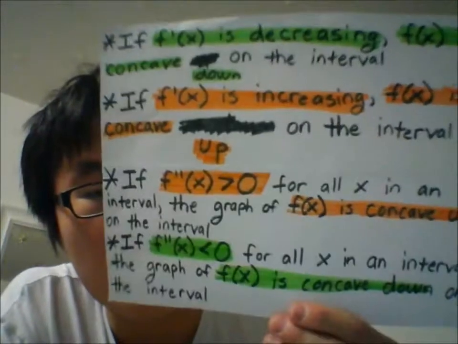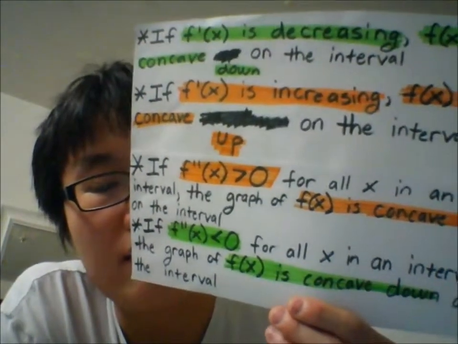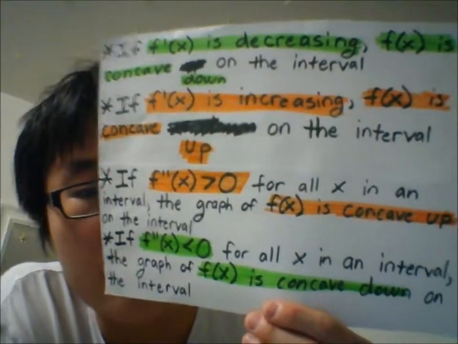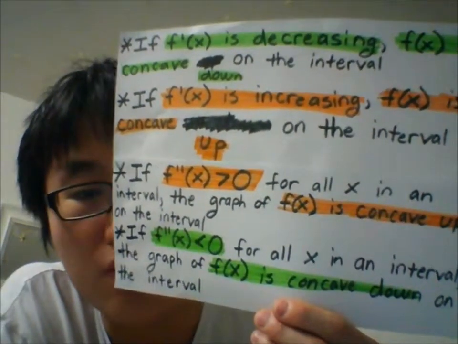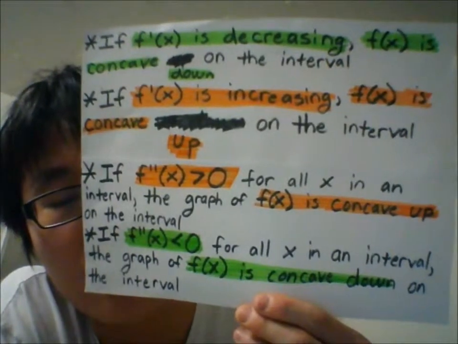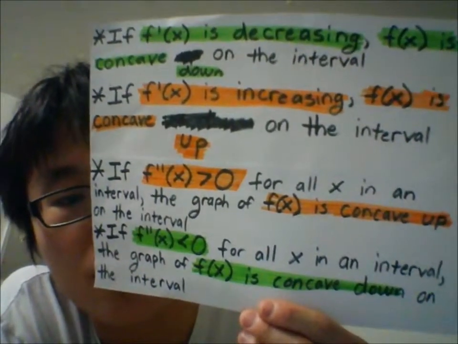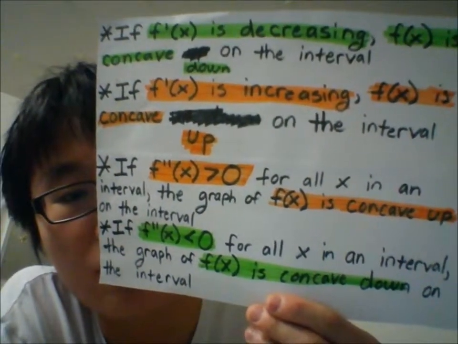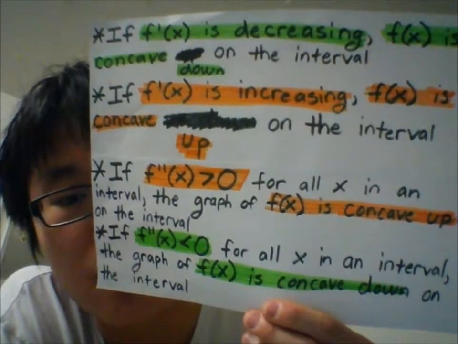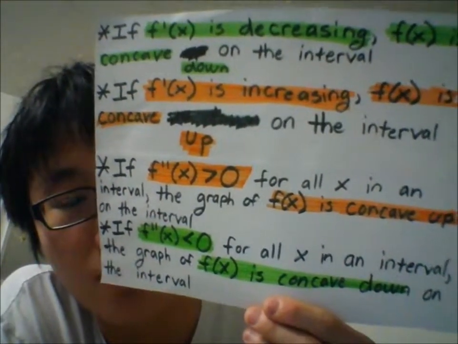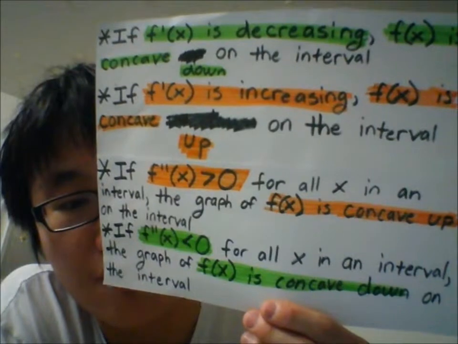Now I'm going to talk to you guys about the relationship between the original function and the second derivative. It says that if the second derivative of x is greater than 0 for all x in a certain interval, the graph of f of x is concave up on the same interval, and vice versa. When the second derivative is less than 0 for all x in a certain interval, the graph of f of x is concave down on the same interval.